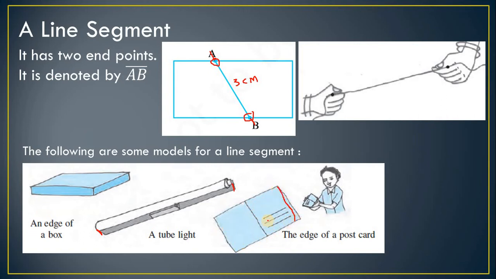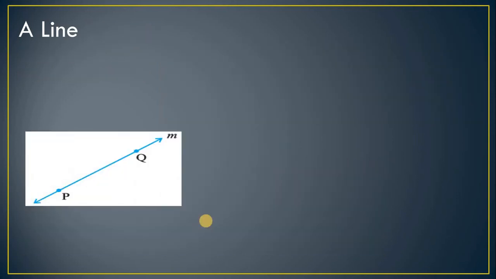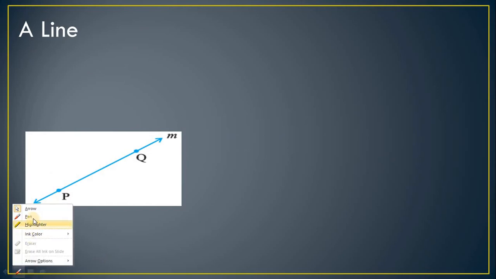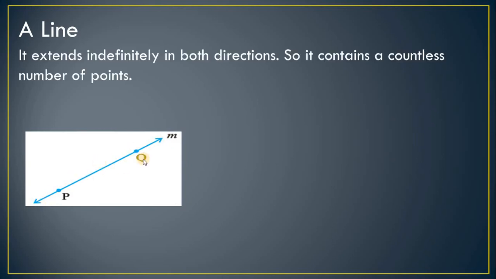So what happened, their length is fixed, we cannot change that, comes under the criteria of line segment. Now the next point is line. Now you see this diagram again. So here this line is there, and basically the line name is M, you can give the L also, or you can say PQ is a line also. So it extends in both directions, that is a very important point.